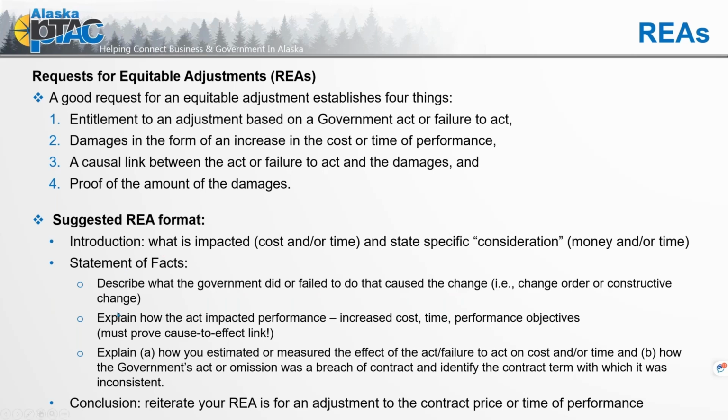Again, in the statement of facts, explain how the act impacted performance, increased cost, time, or performance objectives. You must prove the cause-to-effect link. Third, explain how you estimated or measured the effect of the act or the failure to act on cost and/or time. And B, how the government's act or omission was a breach of contract, and identify the contract term with which it was inconsistent.